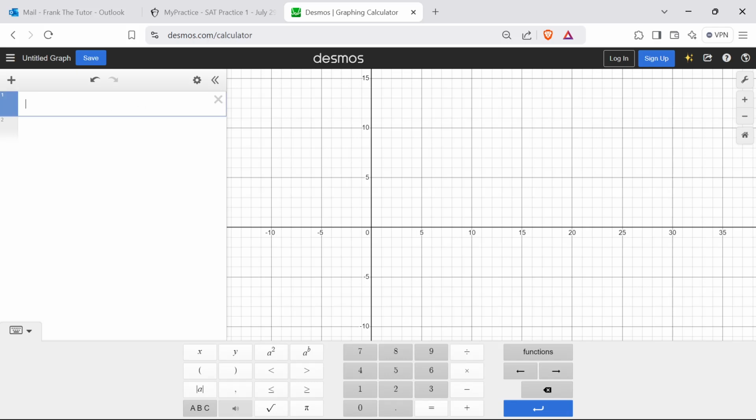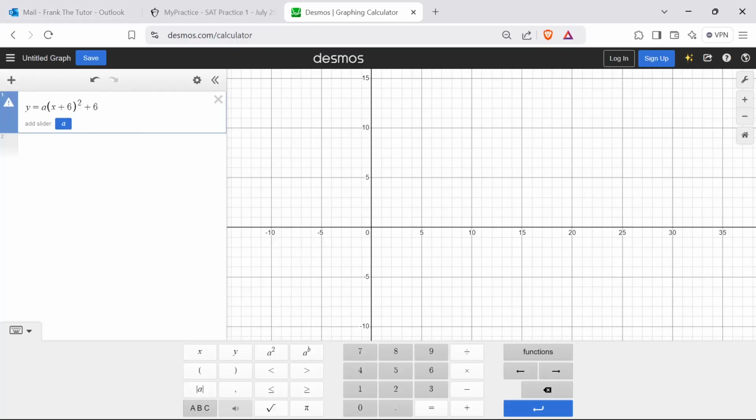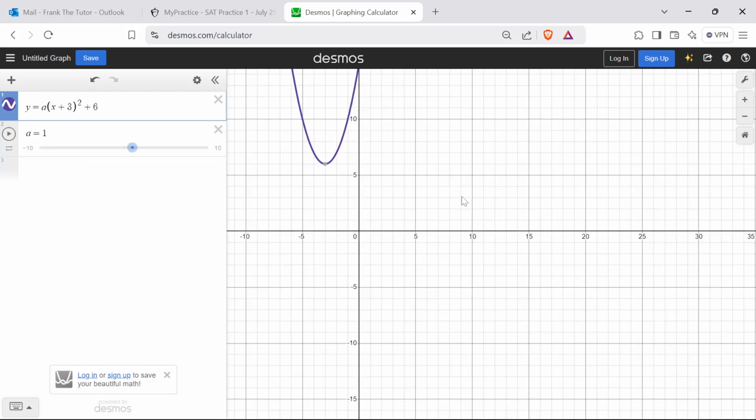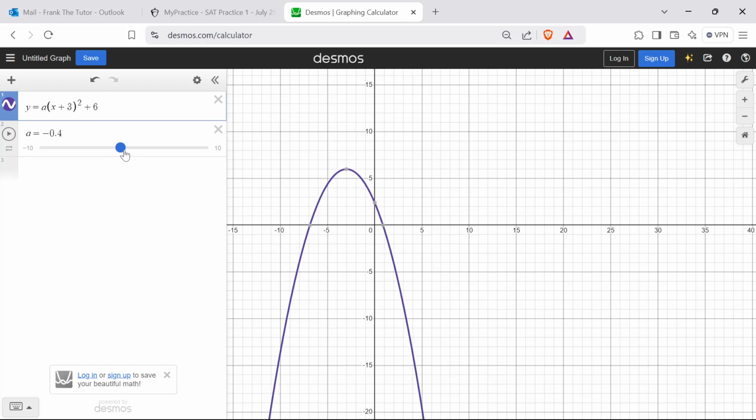Let me find this thing. I'm going to put y equals a. I'll make a slider for that. x plus 6 squared plus 6. Was it 6 or 3? x plus 3. And then I'll make a. And now I want this has to be an upside down parabola, number 1, there it is.